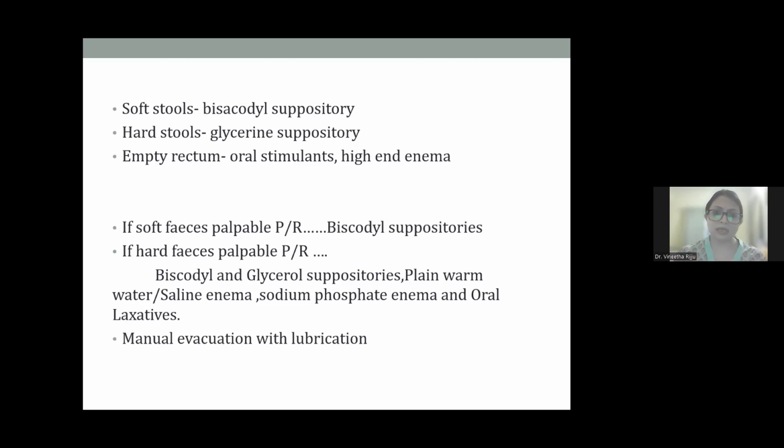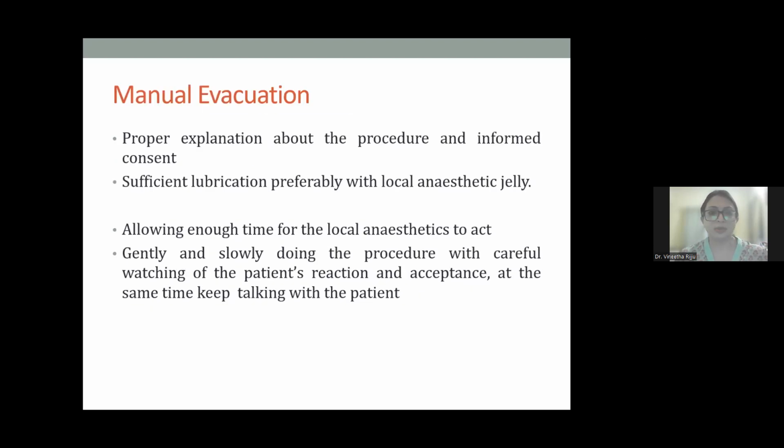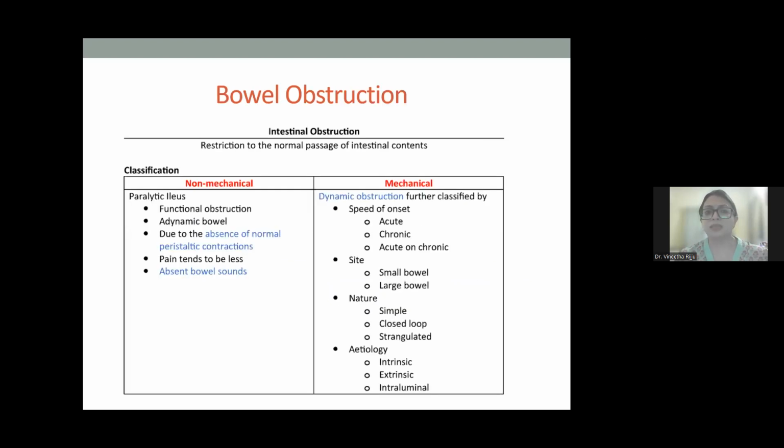Bisacodyl or glycerin suppositories, plain water, saline enemas, sodium phosphate enemas, and oral laxatives are all different options. Like I said before, with manual evacuation, be as gentle as possible and explain to the patient well in advance what you are going to be doing. Right. So, quickly going through bowel obstruction.